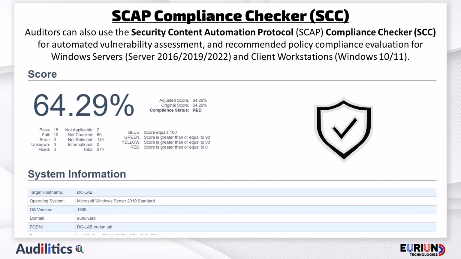SCAP Compliance Checker. The Security Content Automation Protocol Compliance Checker can be used for automated vulnerability assessment and policy compliance evaluation on Windows servers and client workstations. The security control checks are based on the NIST Security Technical Implementation Guides, or STIG, for Windows. SCC generates an overall percentage score and compliance status, so the organization can track their progress towards their maturity goal.